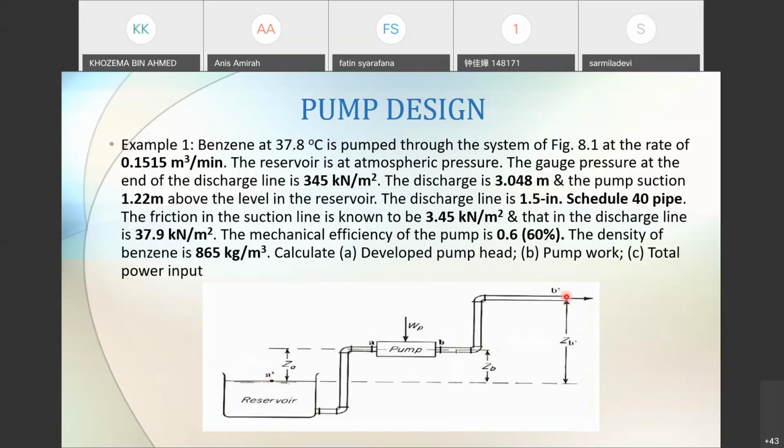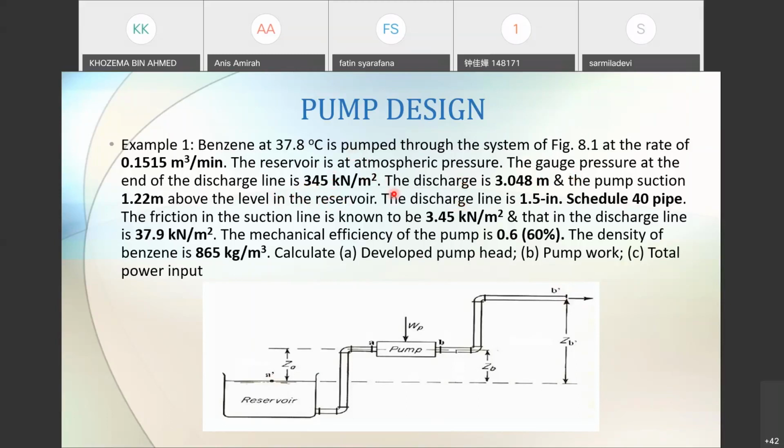PB is where the discharge is happening. Given here, the gauge pressure at the end of the discharge line is 345. Since it is the gauge pressure, and in our equation we have to use absolute pressure, you have to add this value to the atmospheric pressure to get the absolute pressure. So that is the term for PB.